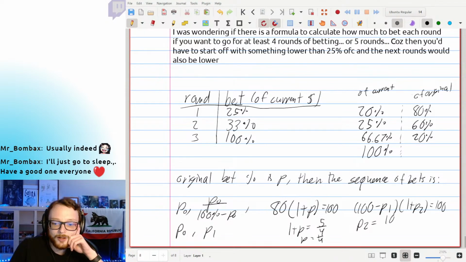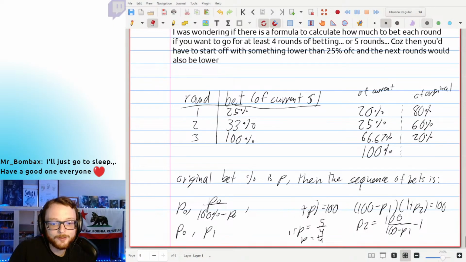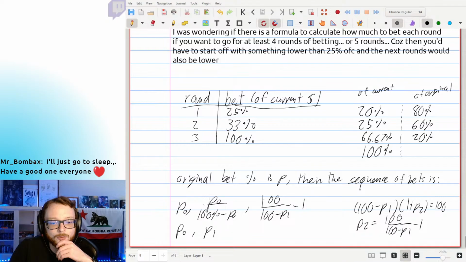So P2 is 100 over 100 minus P1 minus 1. Would this work to get us that 25? 100 over 80 is 5/4. Okay, yes. Oh my gosh, okay. This feels like something. Over 100 minus P1 minus 1.